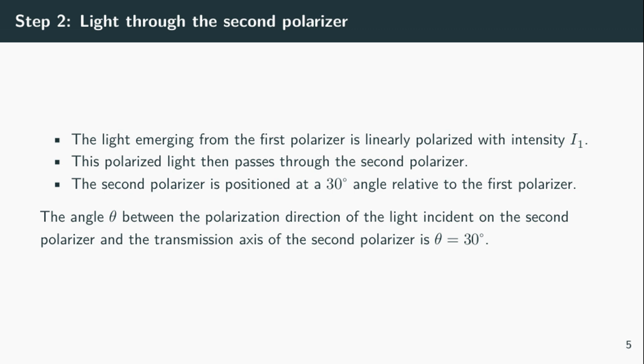Remember, the problem tells us this second polarizer is placed at a 30-degree angle relative to the first one. So the angle theta between the polarization direction of the light arriving at the second polarizer, which matches the axis of the first polarizer, and the transmission axis of the second polarizer is exactly 30 degrees.